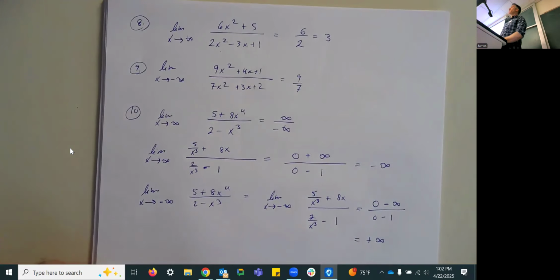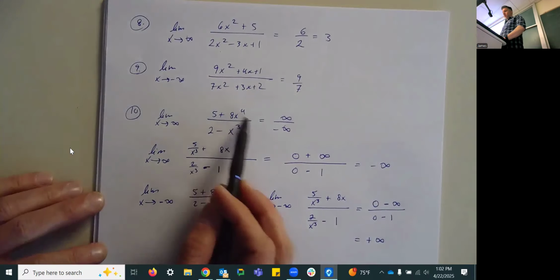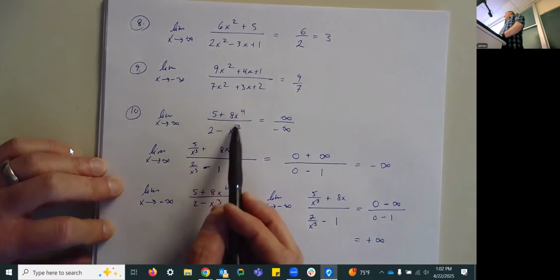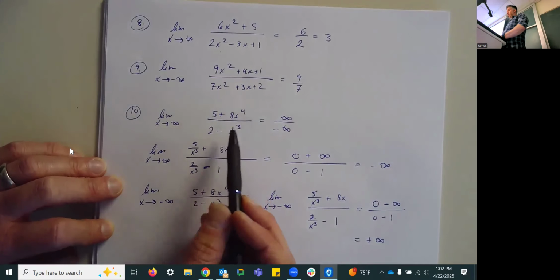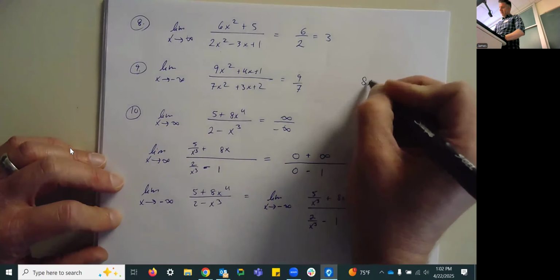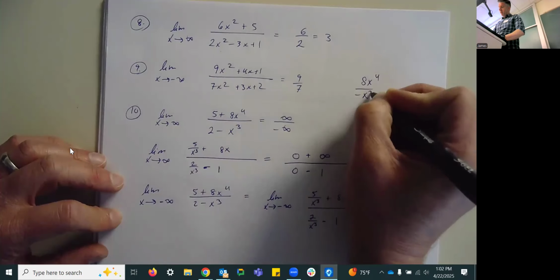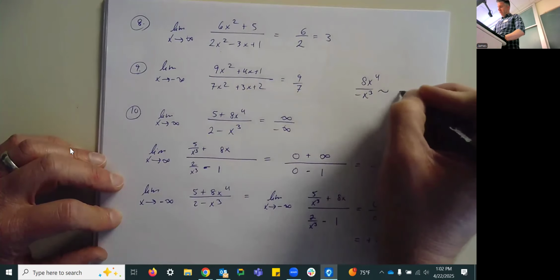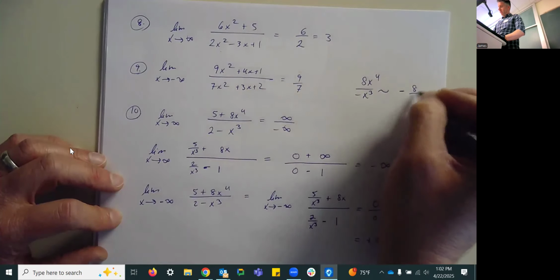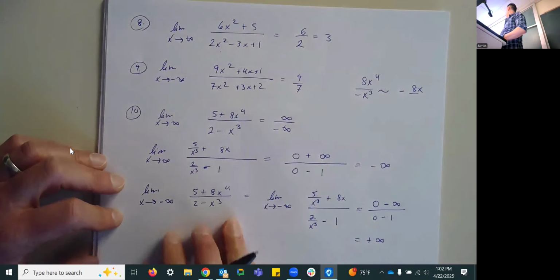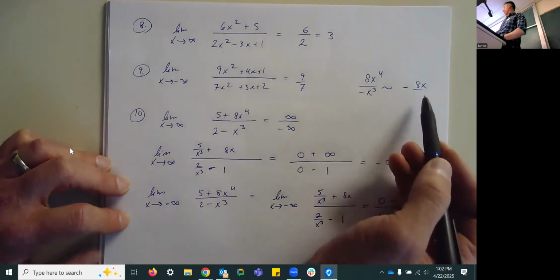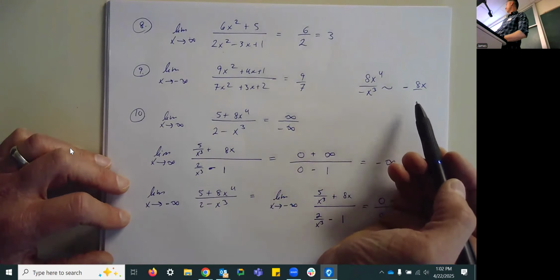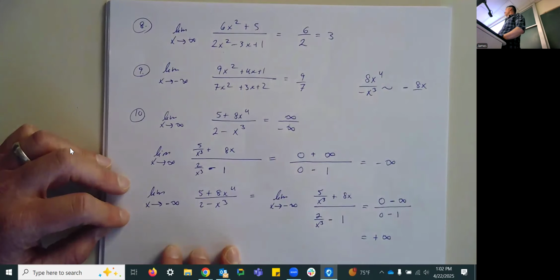Which kind of makes sense if you think about the overall highest terms. Your highest term here is like 8x to the 4th. Your highest term here is like negative x cubed. And 8x to the 4th divided by negative x cubed simplifies down to just negative 8 times x. And if x got really, really big, you'd have a negative infinity. And if x got really, really negatively big, you'd have a positive infinity. That's kind of what's going on there.